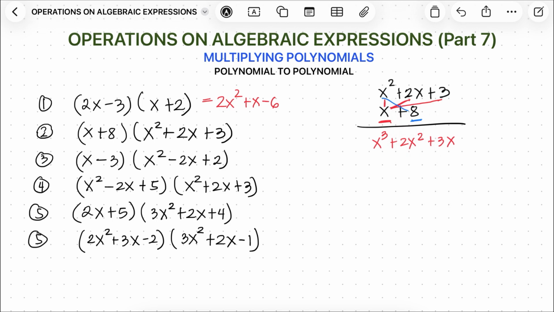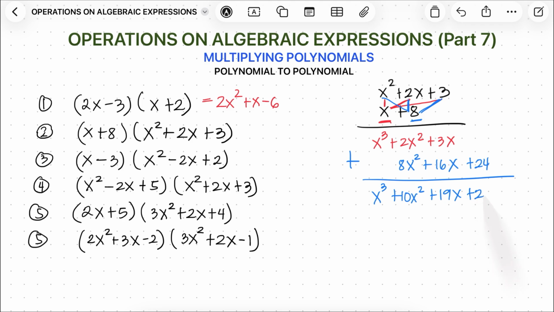So 8 times x squared, that is 8x squared. I'm going to align it to the square here. And next we have 8 times 2x, that is 16x. I'm going to align it as well. And lastly, we have 8 times 3, so that is positive 24. Okay, and then combine like terms. So I'll just copy x cubed, 2 plus 8, that is 10x squared. Next, 3 plus 16, that is 19x. And lastly, I'll just copy 24. That is how to multiply. Next example.